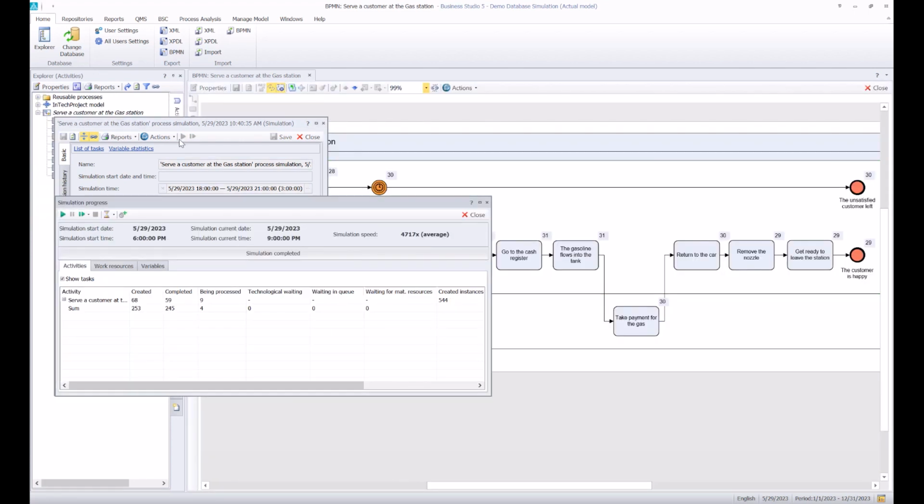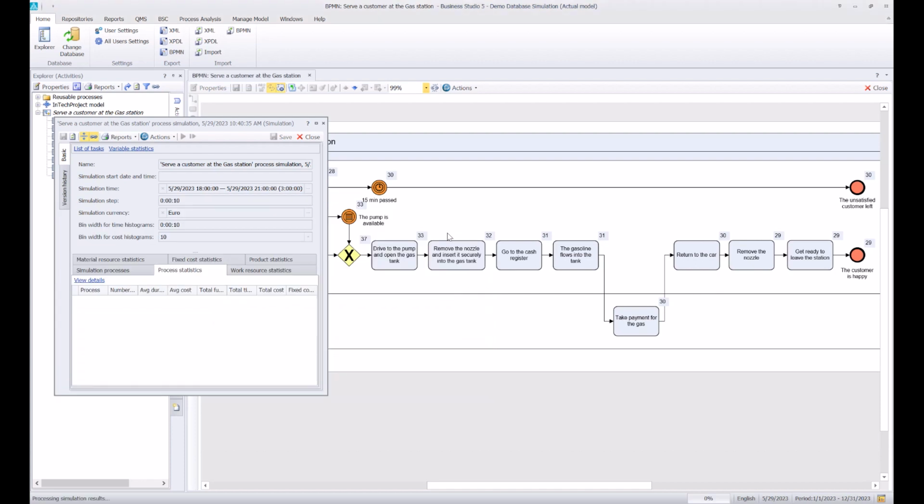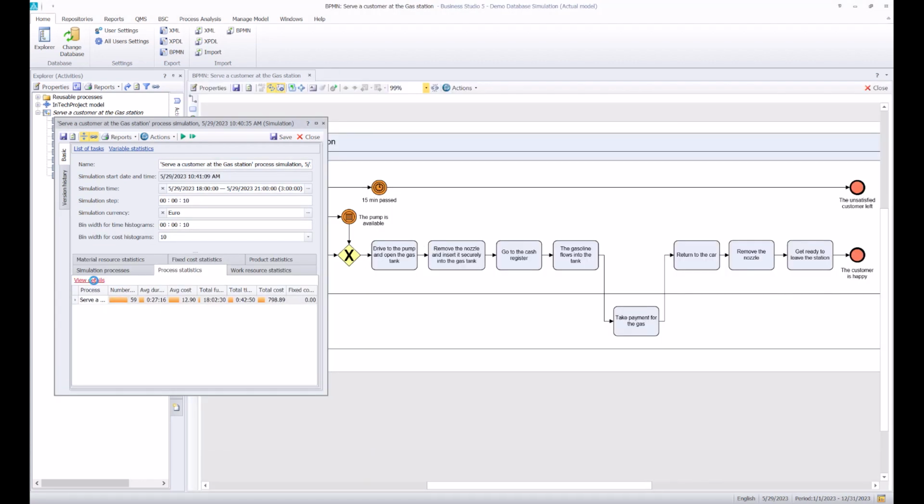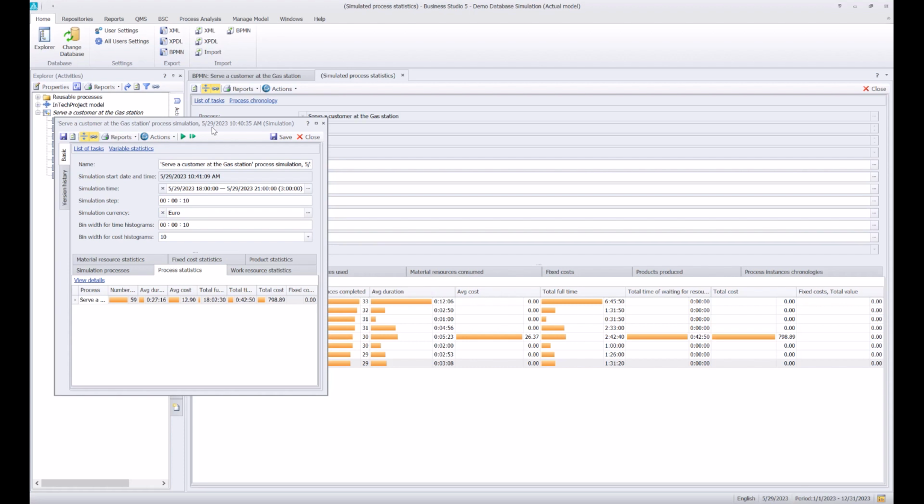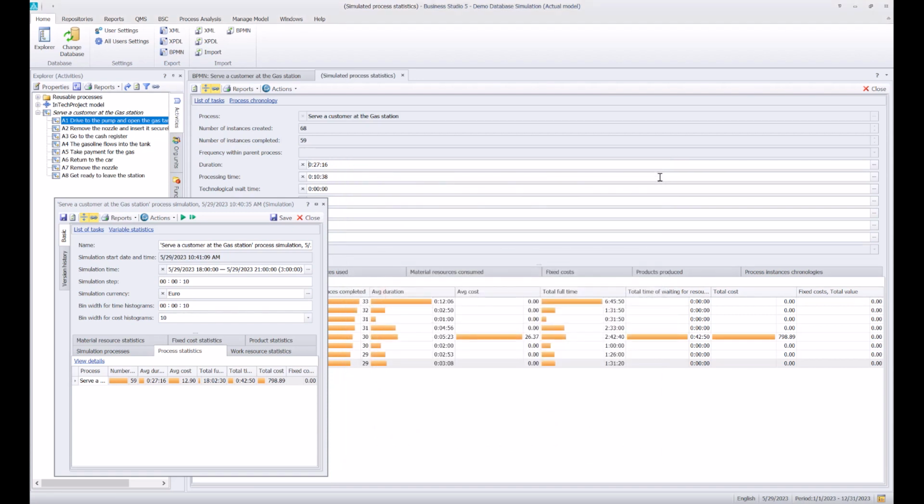As a result, you see that 59 customers arrived at your gas station, and 30 of them left unsatisfied without the fuel. You have served 29 customers. Pay attention to the fact that you have sold almost 1,500 liters of gas. You can analyze the statistical information. For example, you can analyze the duration of the process. Most of the customers spend more than 15 minutes at your gas station, and that's a lot of time.